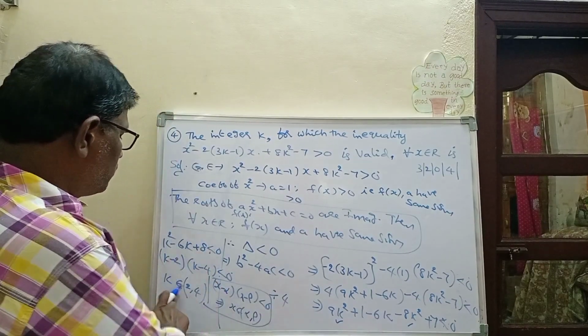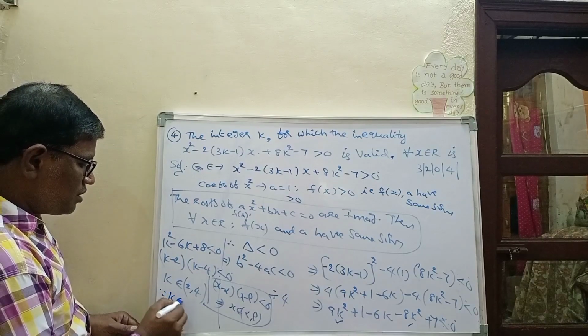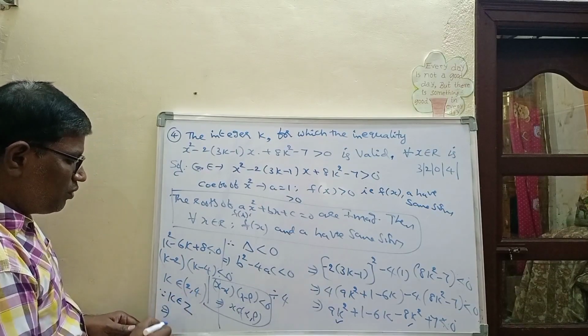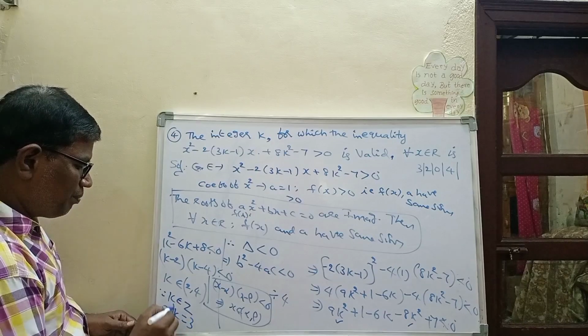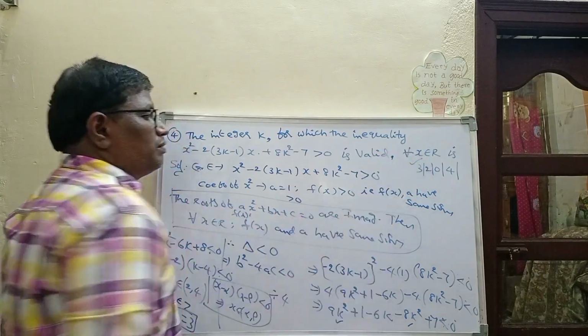Since k belongs to (2, 4), but our question says k is an integer, since k belongs to Z, that means in between 2 and 4 the integer is only 1, that means k is equal to 3. So the answer is the first option.